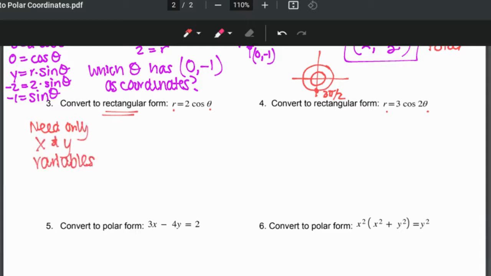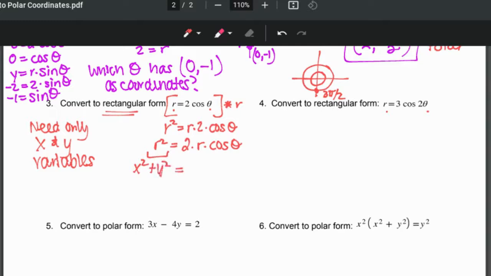So one trick is to multiply both sides of the equation by r, and if we do that, we get r squared equals r times 2 cosine theta. Now I'm going to rearrange that and write it as 2 times r times cosine theta, and this is r squared. And so now think back to your basic formulas. R squared can be substituted with x squared plus y squared, and then r cosine theta can be substituted with x, so this is equivalent to 2 times x.